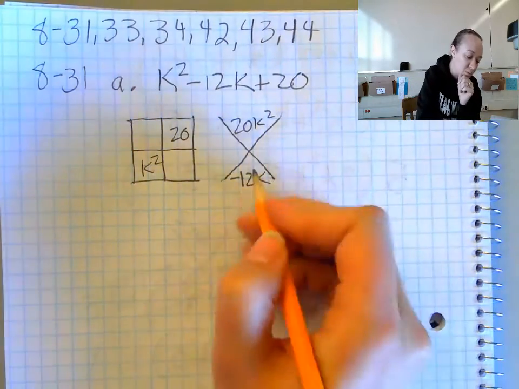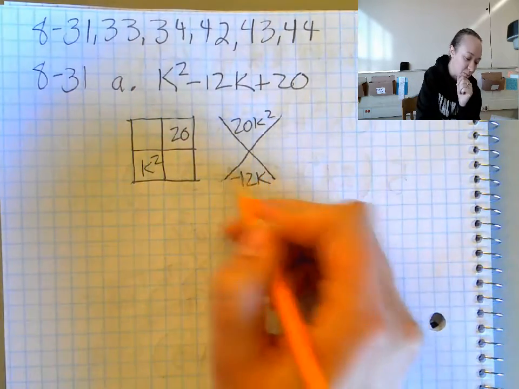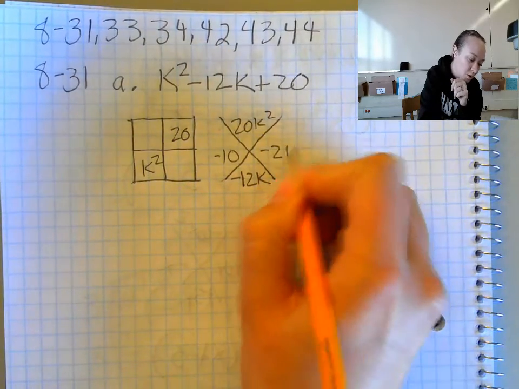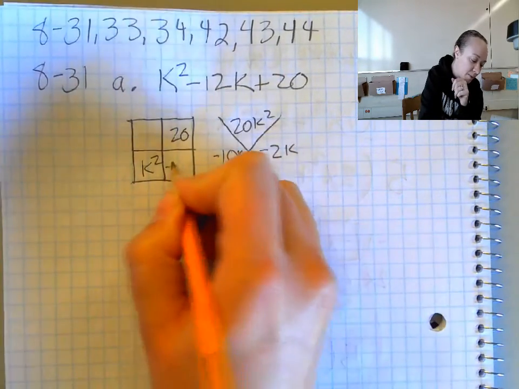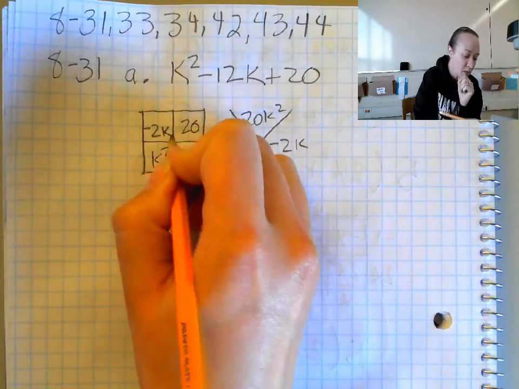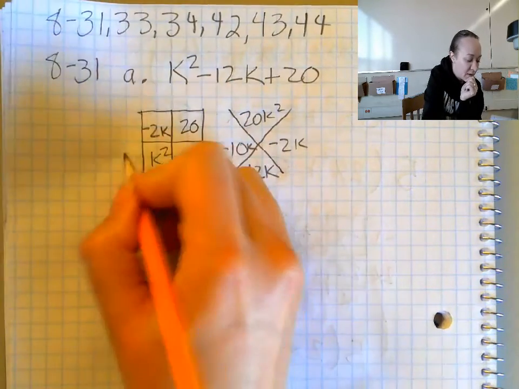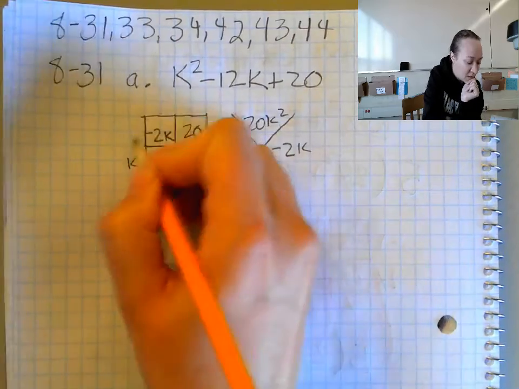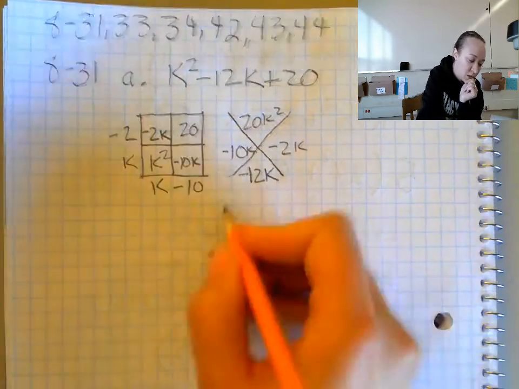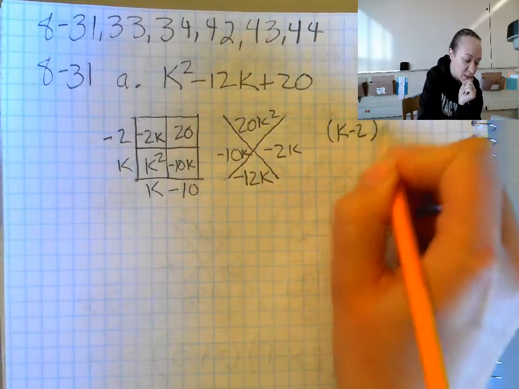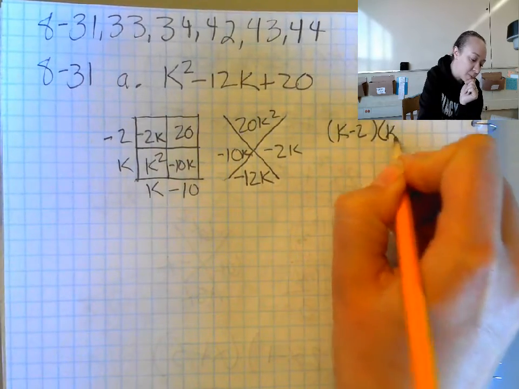So two negative numbers that would multiply to 20 but add to negative 12 would be negative 10 and negative 2, both with a k. And then we'll have a k and a minus 10 and a minus 2. So my answer here is k minus 2 times k minus 10.